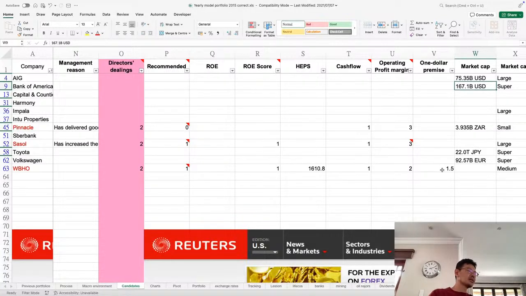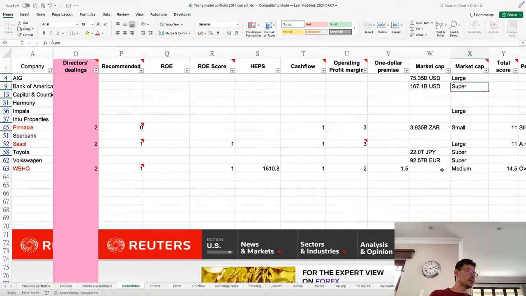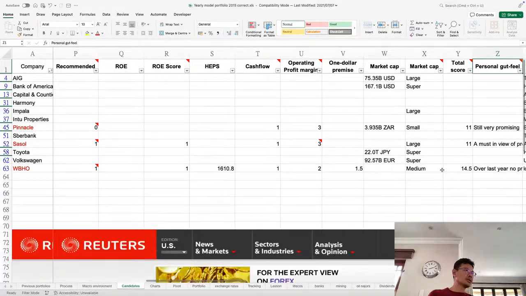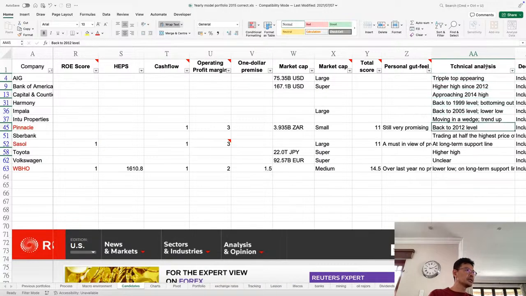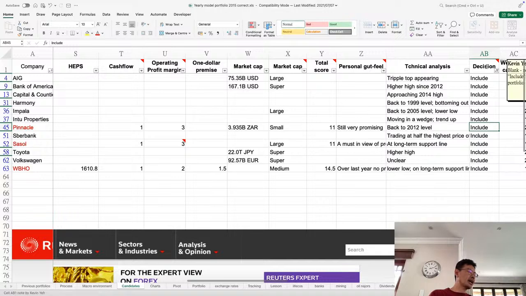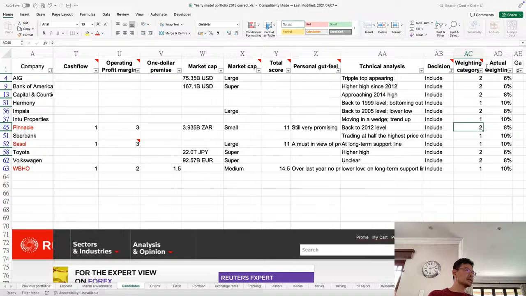Then here is the market cap. It's a bit of a mixed basket of looking at the US dollar and ZAR, depending on the currency and all that. And then the market cap, I put them as super large, large, small, medium, etc. And then the total score, I have a scoring system that I use to try to score, and then personal gut feel. And then I look at the technical analysis from the chart, and then decide whether I would include or not.